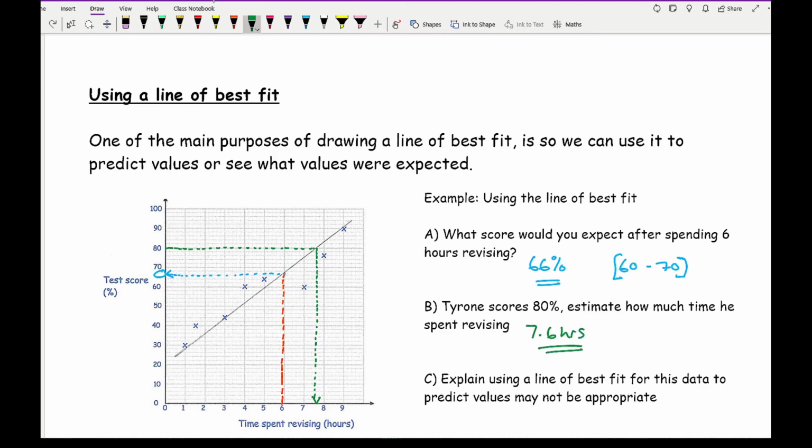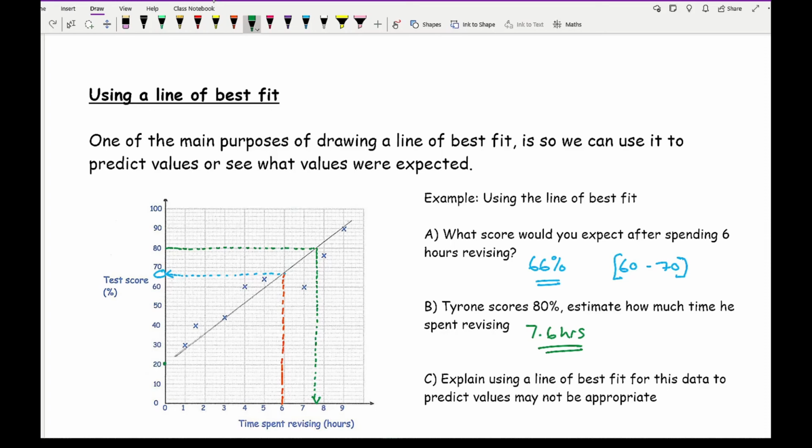Now, the next question says, explain why using a line of best fit for this data to predict the values may not be appropriate. So this is basically asking why is it not appropriate in reality? Well, it says that if you do 0 revision, you're expected to get around about 20%. Depending on if you just walk into an exam, that might be different because you might have some prior knowledge that you vaguely remember.